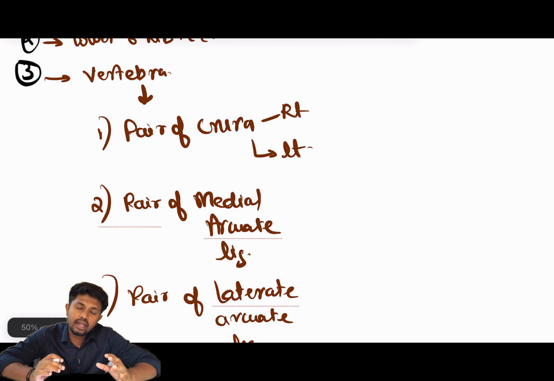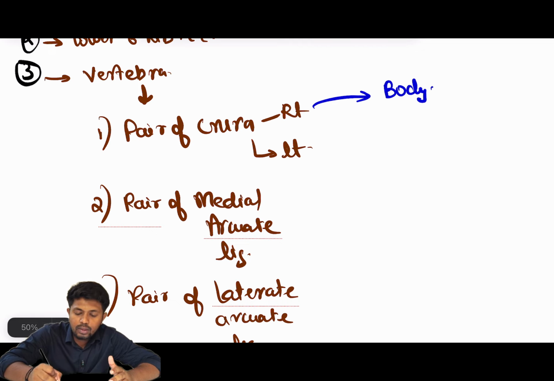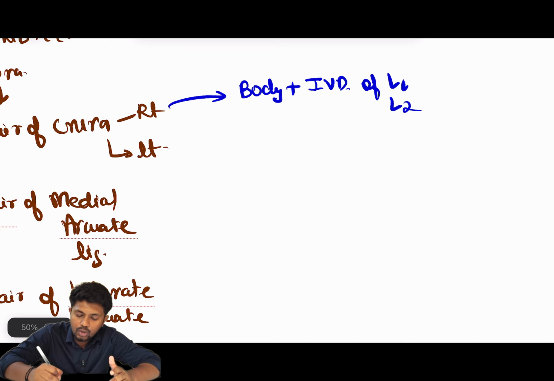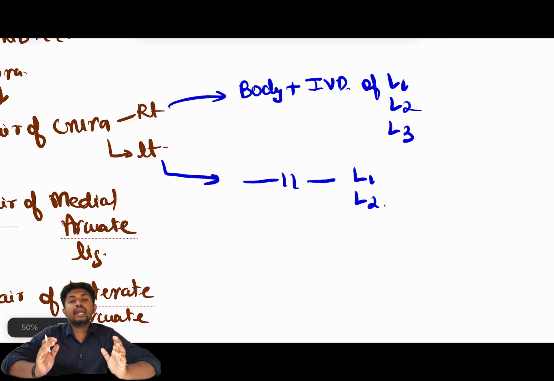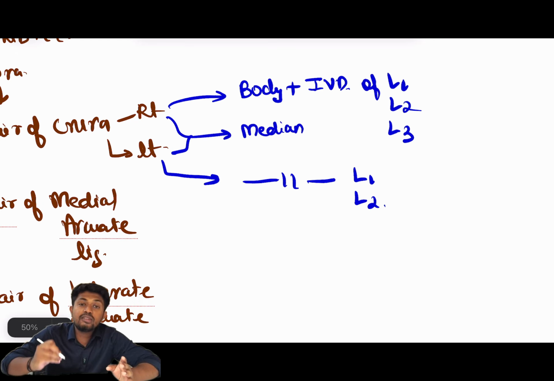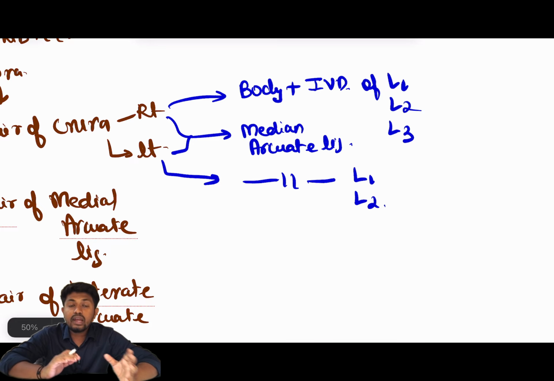So the crura, the crus, there are right and left crus of the diaphragm. The right crus originates from the anterior part of the body and the intervertebral disc of L1, L2 and L3. Similarly, the left crus is formed by the body and the intervertebral disc of L1 and L2. Both the right and left crus meet to form one more ligament present in the middle, called the median arcuate ligament. Okay, this was about the crus of the diaphragm.